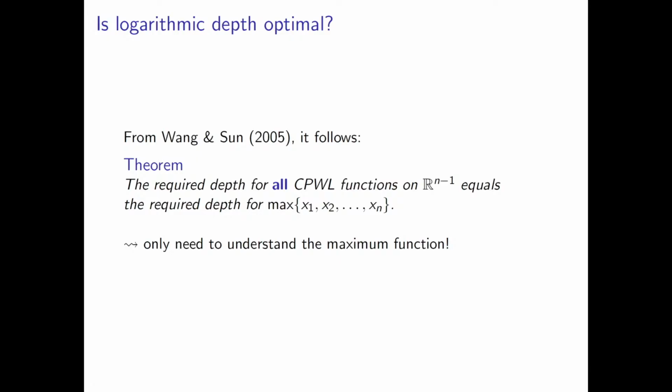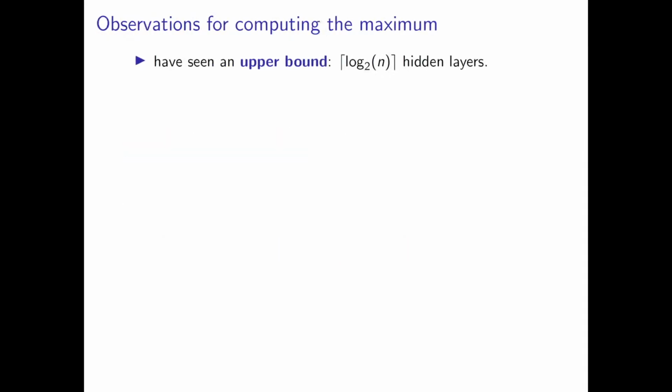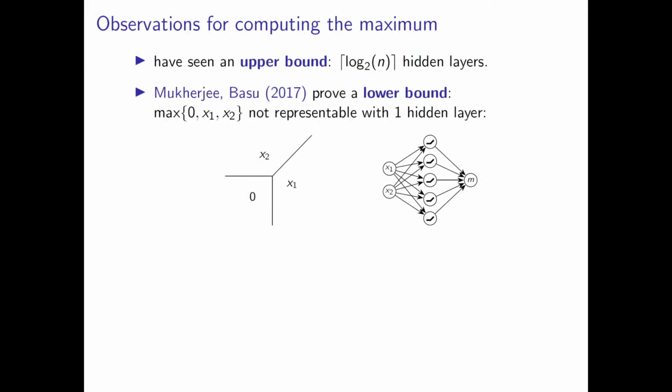Good. So let's do it. Let's understand the maximum function. We saw an upper bound. We saw logarithm with the base 2 is sufficient. And I have a lower bound for you. It's not a very strong lower bound, but it's a lower bound. And what does it say? It says that the maximum of 3 numbers, I can set one of them to 0, this doesn't matter much, but the maximum of 3 numbers cannot be represented with one hidden layer. So such a neural network would not be sufficient to represent this function.